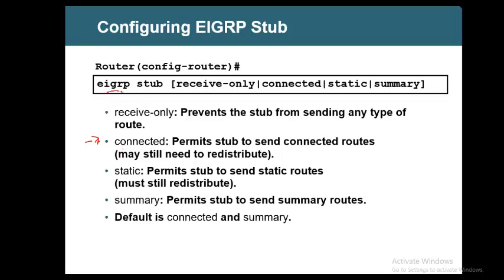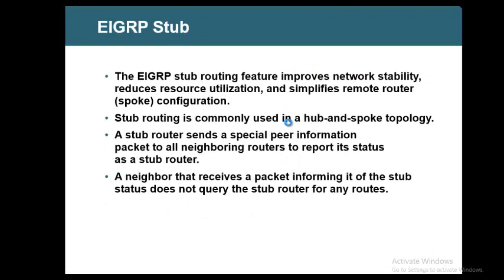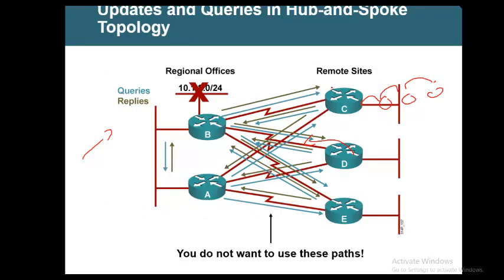When you say EIGRP stub connected, what is it going to do? That router will inform the neighbor router, in our case, if C is configured as a stub, it will inform B and A that these connected 3 networks, only I know. I do not know anything about any other network except the connected networks.